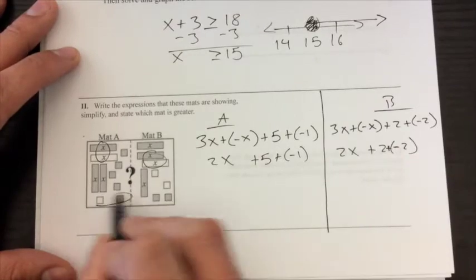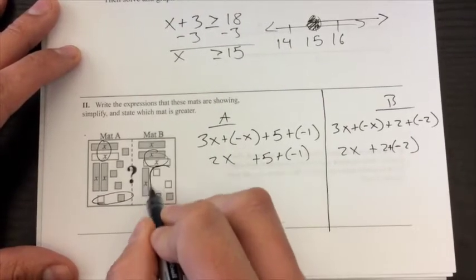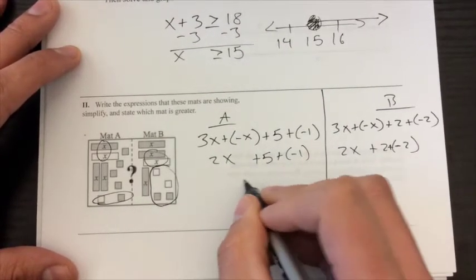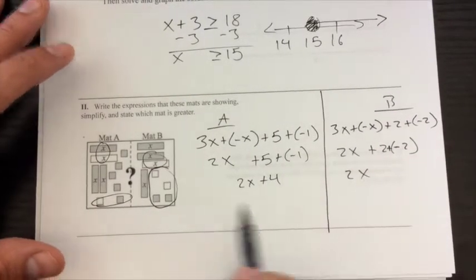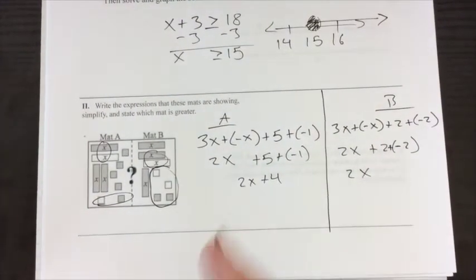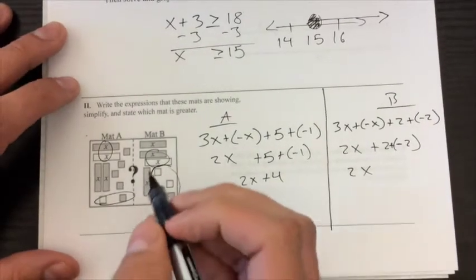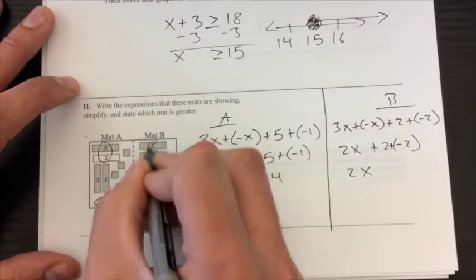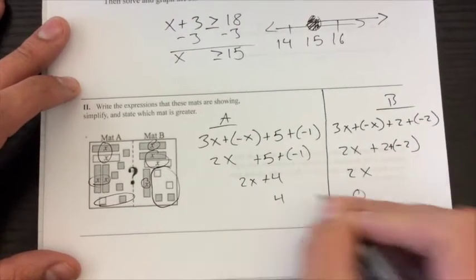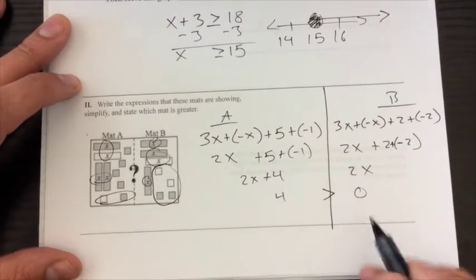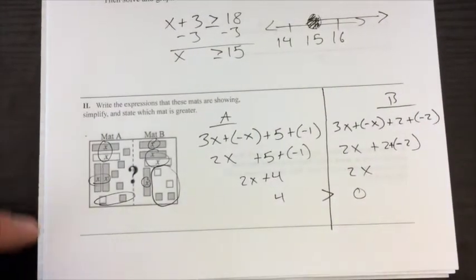Now I'm going to do 0 pairs with my units. So now on this side I have 2x plus 4, and on this side I just have 2x. And actually a lot of you told me at this point that you could already tell that mat A was greater. But if you wanted to, you could take away balanced sets of 2x and 2x to show that 4 and 0, and 4 is definitely greater than 0. So mat A is greater than mat B.